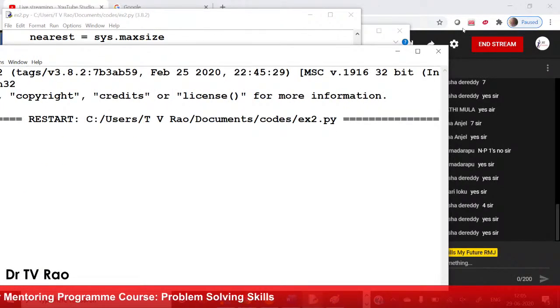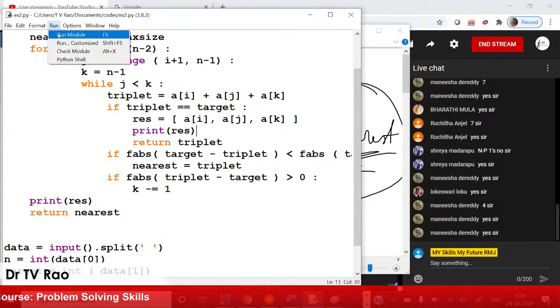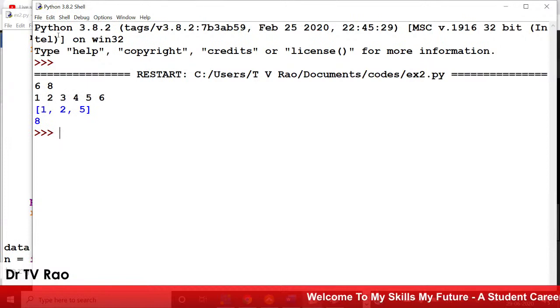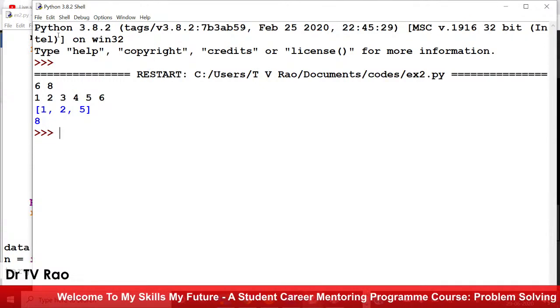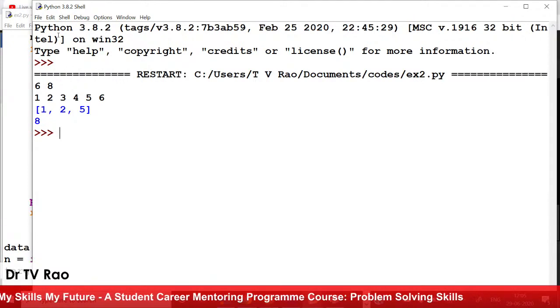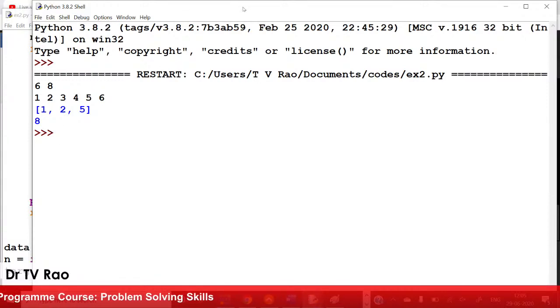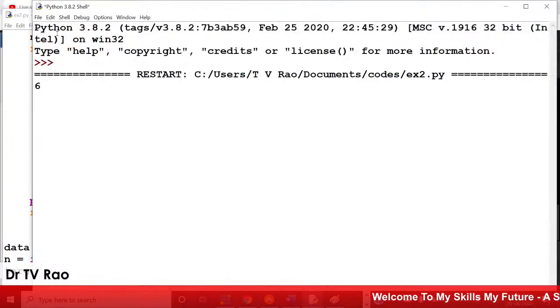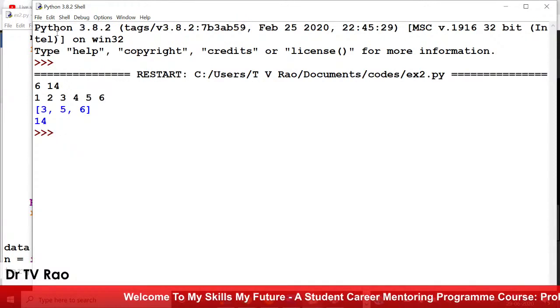Now, let us take target as 8. Six numbers, target as 8. 1, 2, 3, 4, 5, 6. Okay, it is also possible. Is target 9 possible? 9 also possible. 10 also possible. 11, yes. 12 possible. Let us take 13. 13 is also possible. Let us take 14. So you got the nearest one. Is this clear?